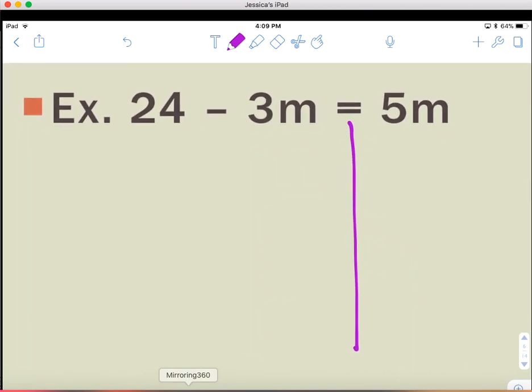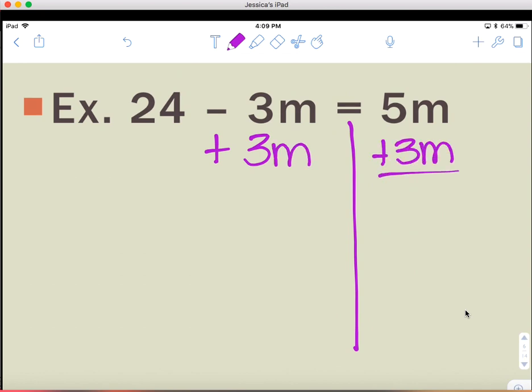My word of advice is to move the term that is smaller. This will help avoid negatives. In this case, I have negative 3m on the left, and I have 5m on the right. Since negative 3 is smaller, I'm going to move that one. The opposite of subtracting 3m is to add 3m to both sides. When you do this, 3m cancels on the left, and I'm left with 24. On the right, 5m plus 3m is 8m.